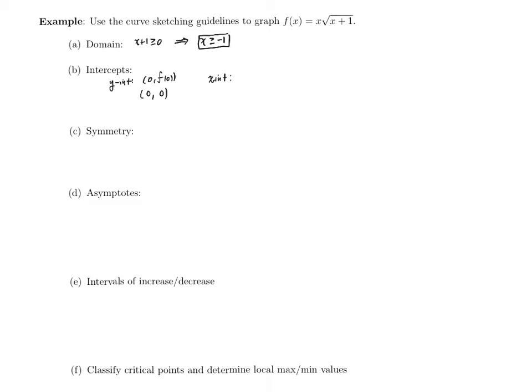any additional x-intercepts? So we set our function equal to 0, and this will be equal to 0 when x is equal to 0, or the square root of x plus 1 is 0. We already knew the first root. Similarly, x plus 1 equals 0 tells us that x is equal to minus 1. So we have two x-intercepts, 0, 0, which we knew about, and minus 1, 0.